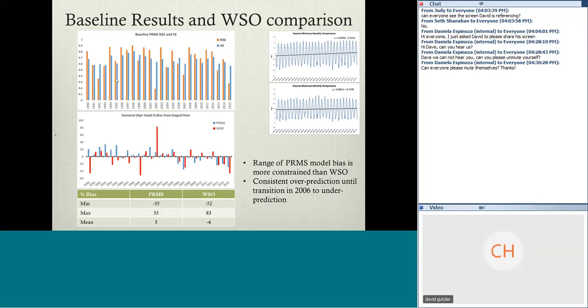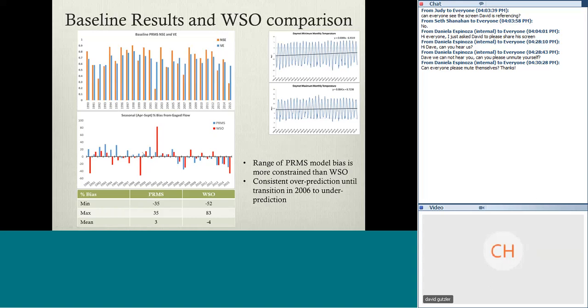When we compare this to the water supply outlooks, you can see that the range of PRMS simulated flow is much more constrained than the water supply outlooks. So if you compare the whole period of record, the overall bias is of similar magnitude, but you can see the high and low in the water supply outlook is constrained to a much smaller range in the PRMS simulated flows. And this highlights that the forcing data is incorporating those climatic changes. This is the minimum and maximum temperature from that DayMet forcing product.